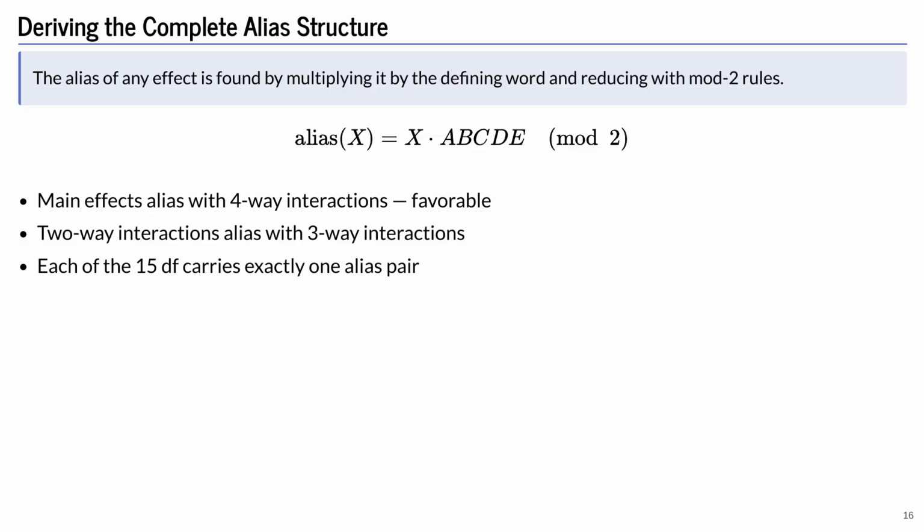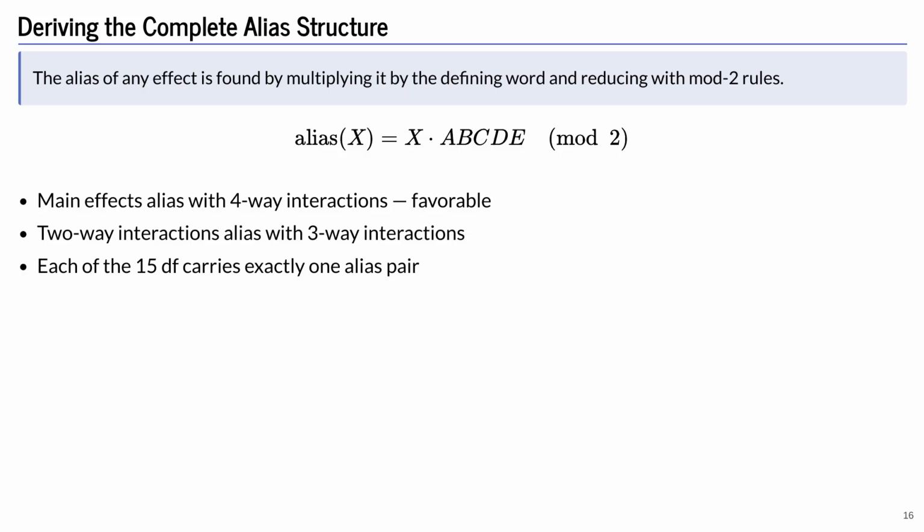Here is the complete alias table for the coding 2 to the 5 minus 1 design. All 15 chains are shown. Look at the structure. Every single chain pairs a main effect or a 2-way interaction with a higher order term. There are no 2-way plus 2-way aliases anywhere in this design. That is the hallmark of resolution 5. Main effects are clear of 2-ways, and 2-ways are clear of other 2-ways. The only aliases are with 3-way and 4-way interactions, which sparsity makes implausible.